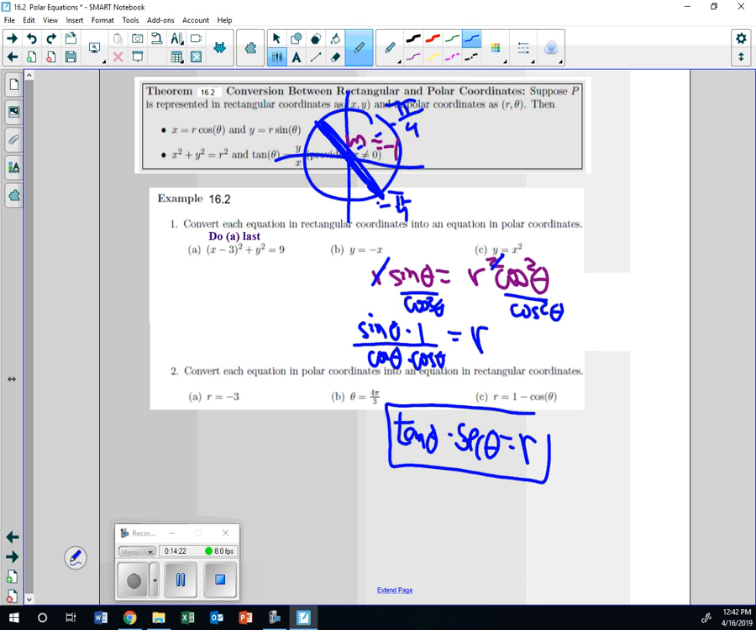So that's converting a rectangular equation to a polar equation. This one I would just square first. Minus 6x plus 9 plus y squared equal 9. And then you would take it from there. It's easy. All right, let's do these real quick.